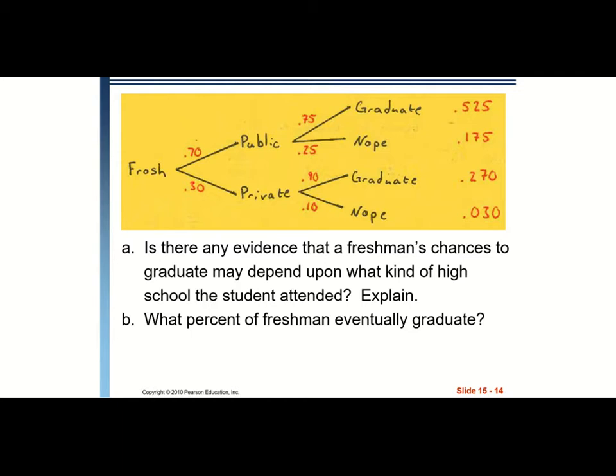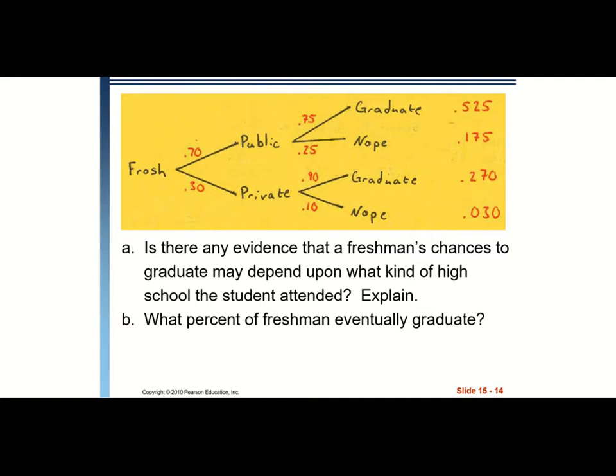Now we want to use this tree diagram to answer the following questions. First, is there any evidence that a freshman's chances to graduate may depend on what kind of high school the student attended? In other words, are high school and graduation dependent or independent? And then B, what percent of freshmen eventually graduate?